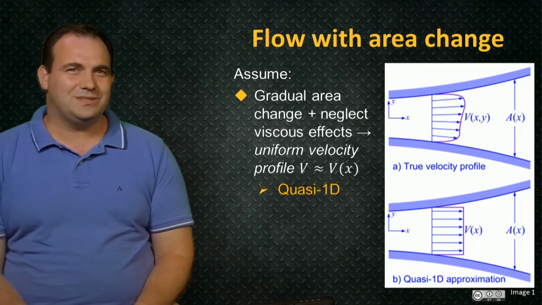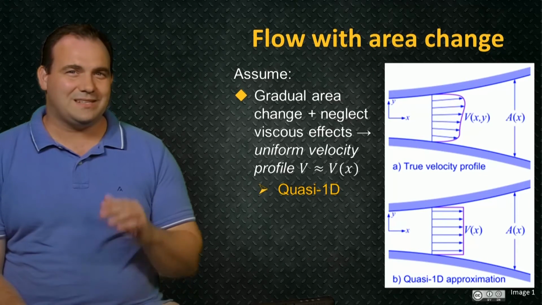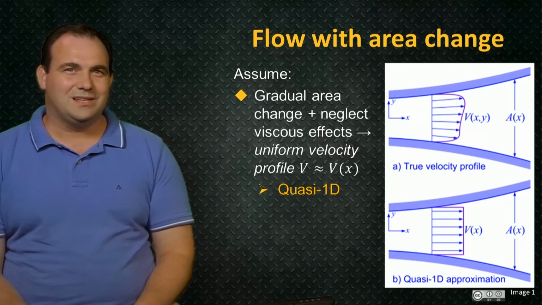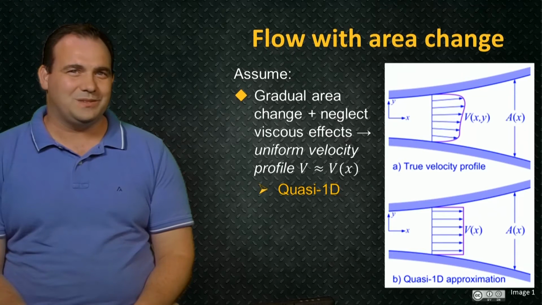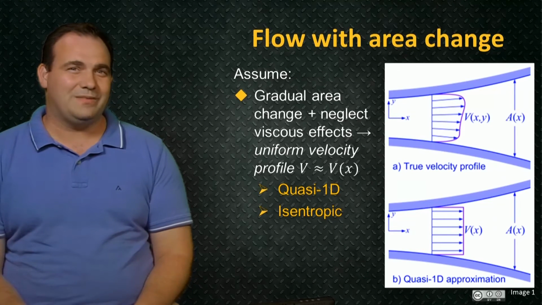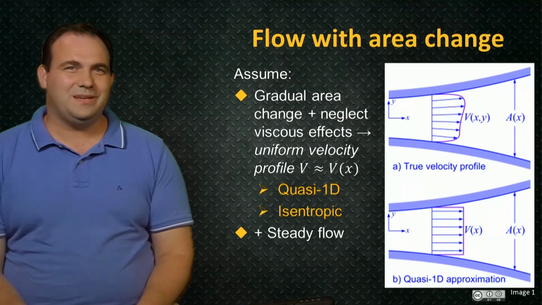Under these assumptions, the flow only varies in the x direction along the duct, so it's called quasi-one-dimensional. Also, as we've neglected viscous losses, we can assume the flow is isentropic as long as no shock waves appear. Finally, we assume the flow to be steady.